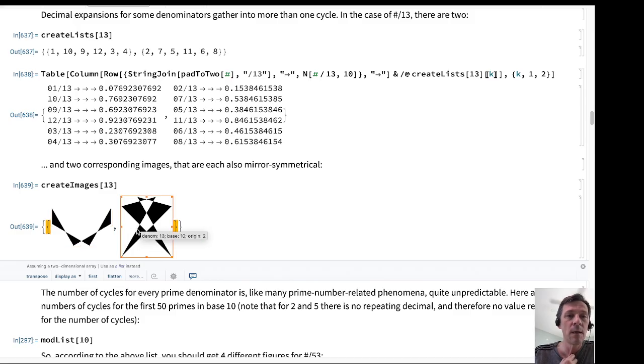And this one is 2, 7 is at the top here. 2, 7, 5, 11, 6, 8, 2. Okay, so those are those 2 images.